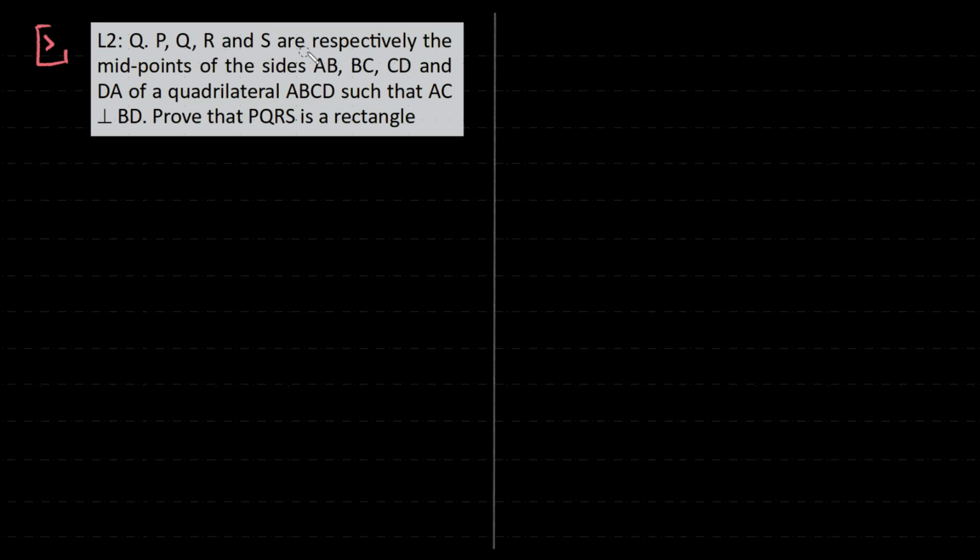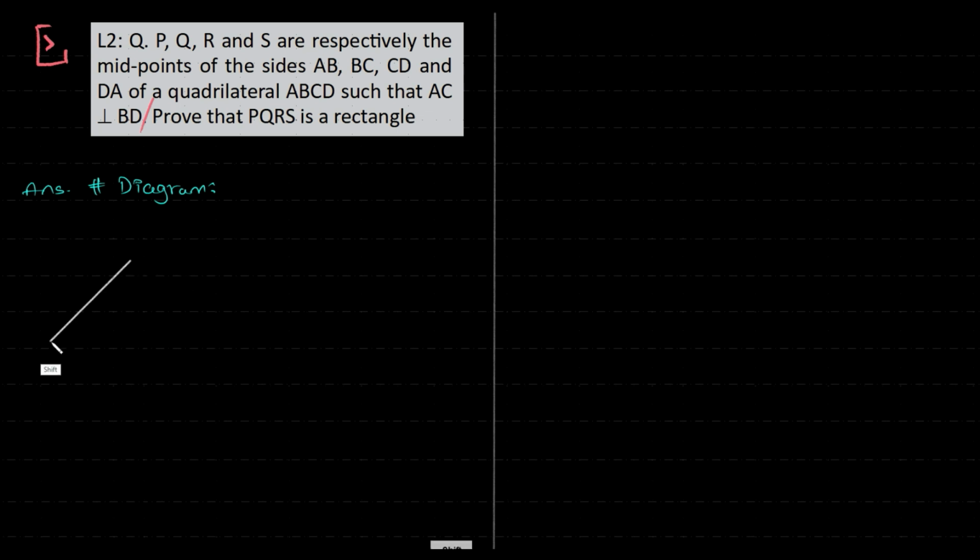P, Q, R, and S are respectively the midpoints of the sides of quadrilateral ABCD, such that AC is perpendicular to BD. Prove that PQRS is a rectangle. So we have done a similar question, a tougher one actually. Now we are doing a bit of an easier version. So the question is quite simple.